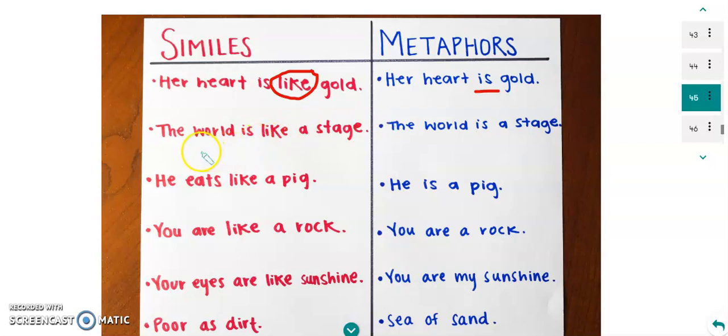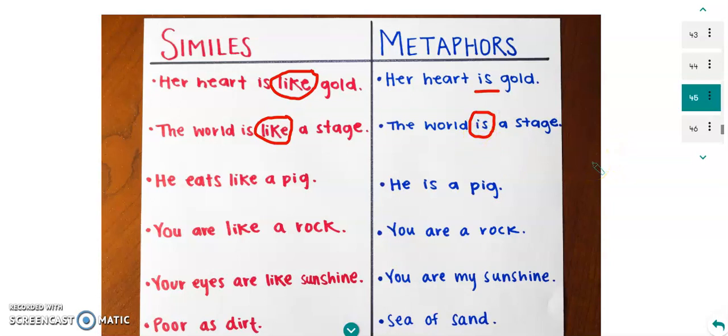Okay, moving on. The world is like a stage. So this is actually a quote from one of Shakespeare's plays, As You Like It. You'll find a lot of similes and metaphors in his plays. I really recommend having a look at some of these. They're great. So here we're having the comparison of the world and the stage using the connecting word like, and for a metaphor we're using is as the implicit comparison.